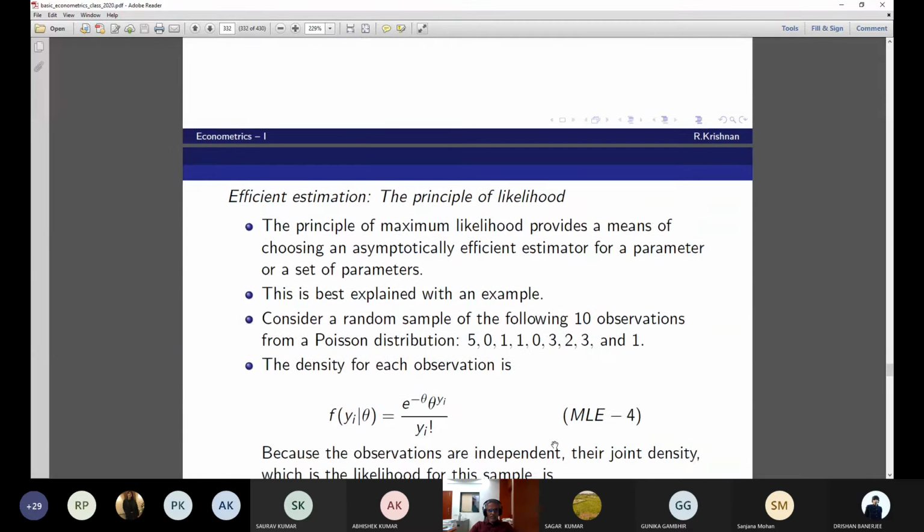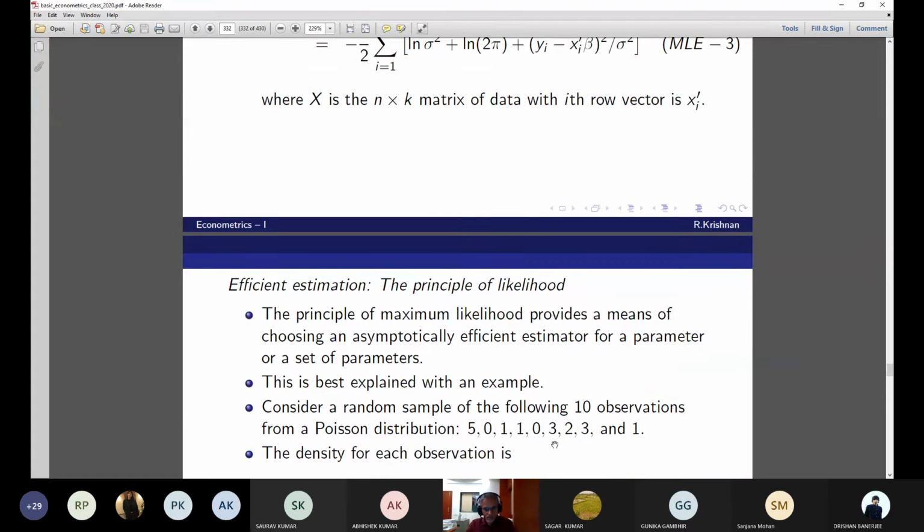Efficient estimation principle. Okay, now all of you, Saurav, Sagar, Paramila, Drishan, all of you now wake up. See this question. Let me explain the principle of likelihood with an example. I'll ask a question which will unravel what we do in maximum likelihood. Consider this sample. The principle of maximum likelihood provides a means of choosing an asymptotically efficient estimator for a parameter or a set of parameters. Consider this example.